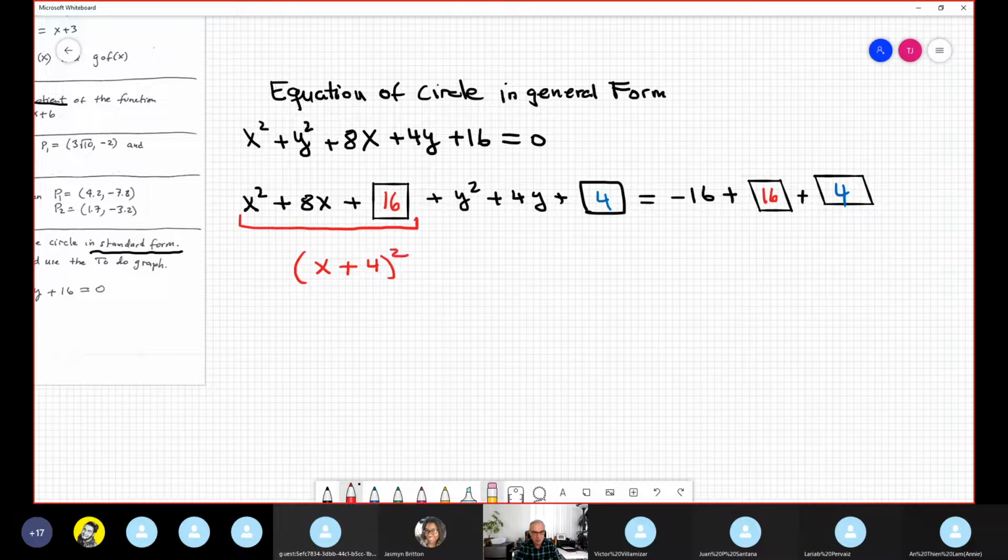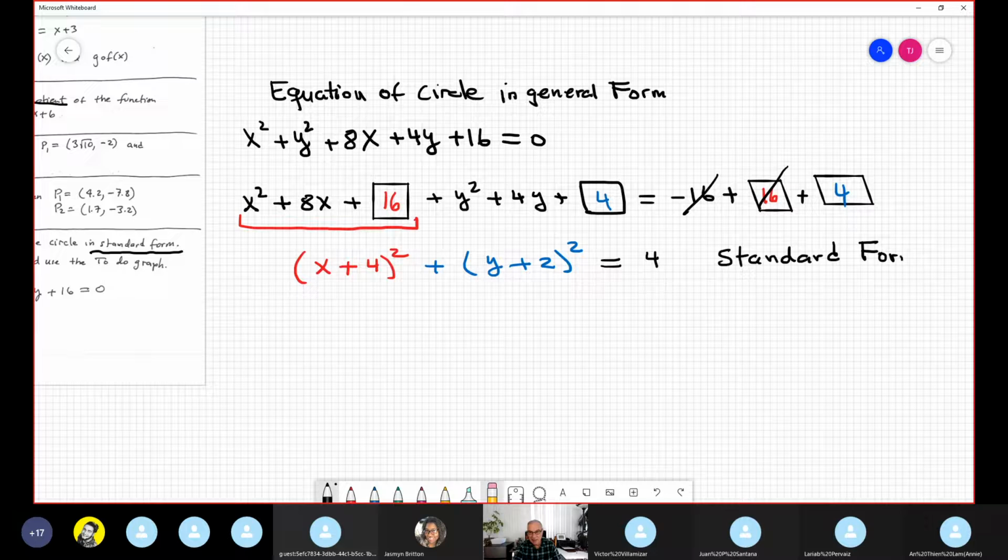Why 4? Where does that 4 come from? It's the square root of 16. Plus. Everyone follow me? Plus y plus 2. Where does 2 come from? Square root of 4. In the right-hand side, you have just 4 because this and this cancel out. Okay, ready. This is now the equation for the circle expressed in standard form. Nice. Highlight that.